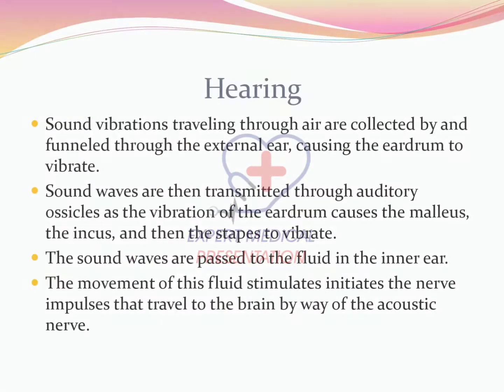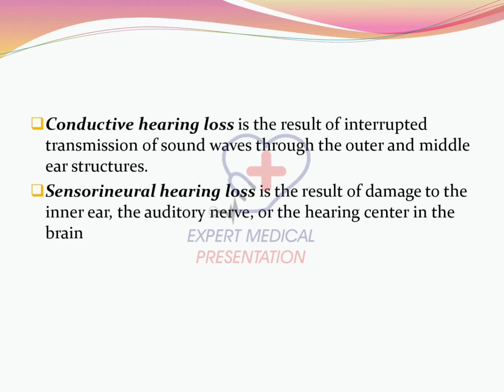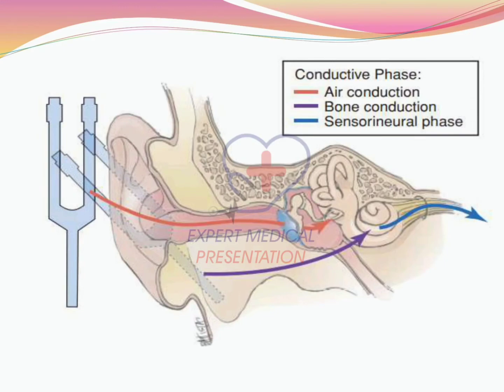Hearing. Sound vibrations are collected by and funneled through the external ear, causing the eardrum to vibrate. Sound waves are then transmitted through the auditory ossicles, as the vibration of the eardrum causes the malleus, the incus, and then the stapes to vibrate. The sound waves are passed to the fluid in the inner ear. The movement of this fluid stimulates and initiates the nerve impulses that travel to the brain by way of the acoustic nerve. Conductive hearing loss is the result of interrupted transmission of sound waves through the outer and middle ear structures. Sensorineural hearing loss is the result of damage to the inner ear, the auditory nerve, or the hearing center in the brain.